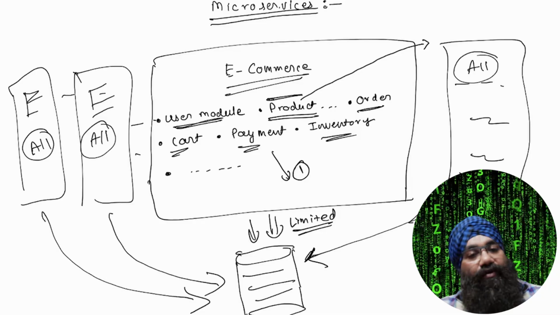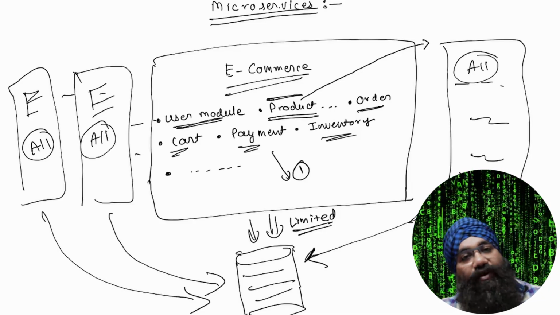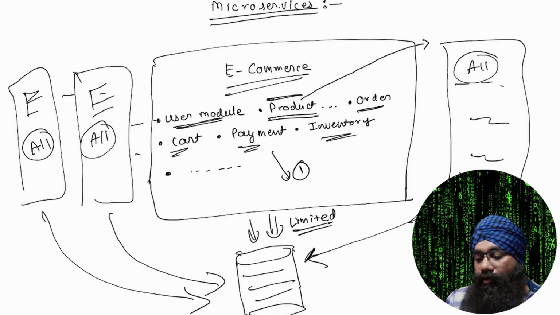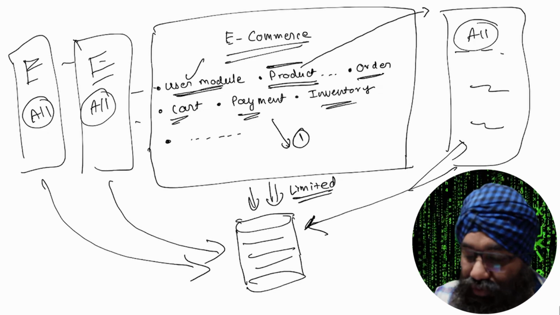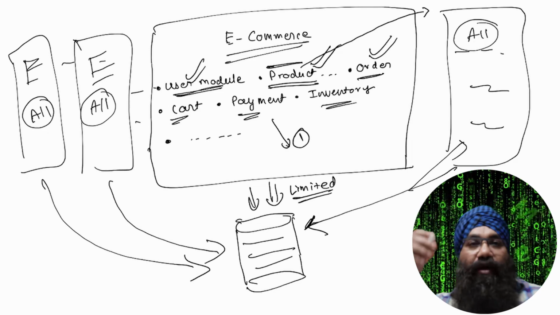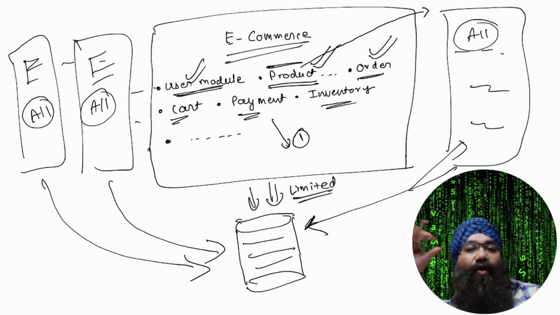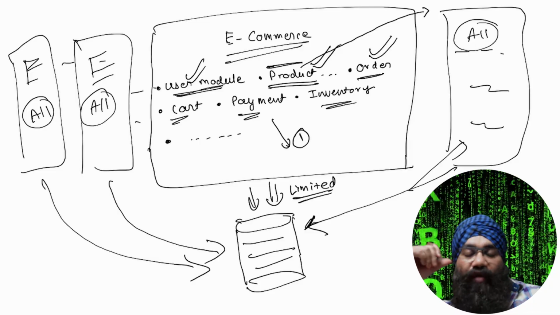Whenever you upgrade your servers, you have to upgrade all the servers, and traffic on one particular functionality will affect performance of other functionality as well. Suppose that you hired a vendor to implement the user module, another vendor built the product module, another one the order, and one of the vendors did very low quality work.